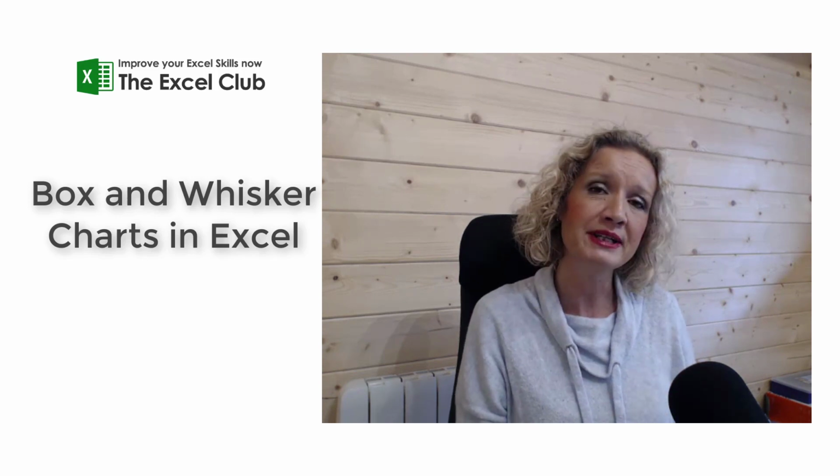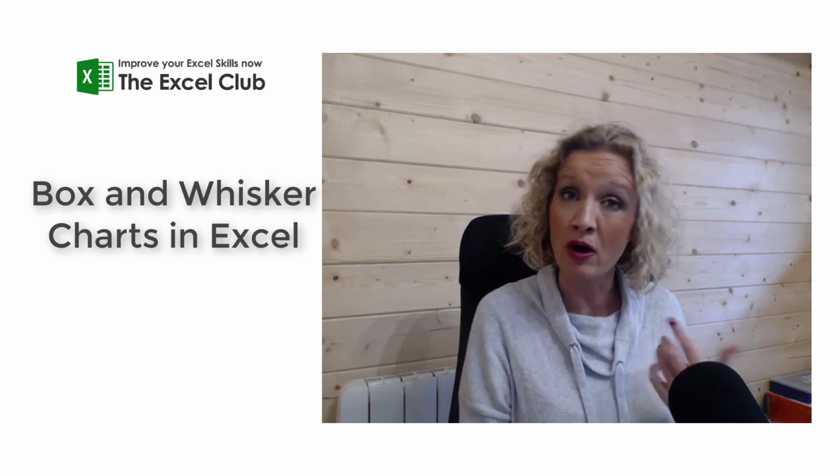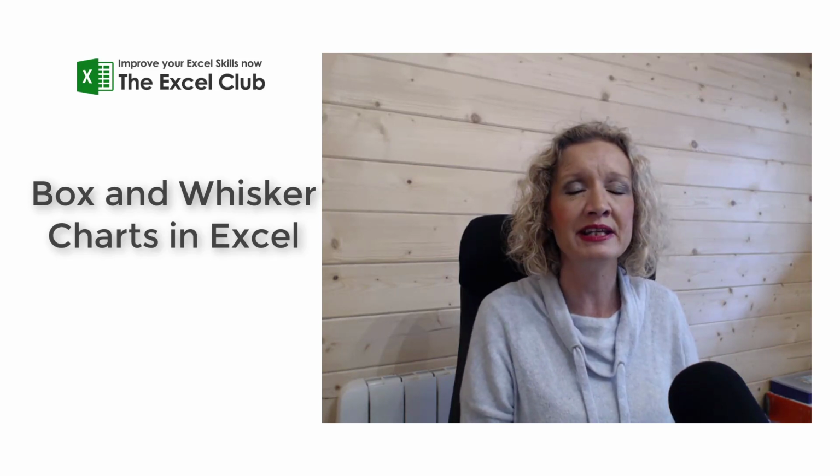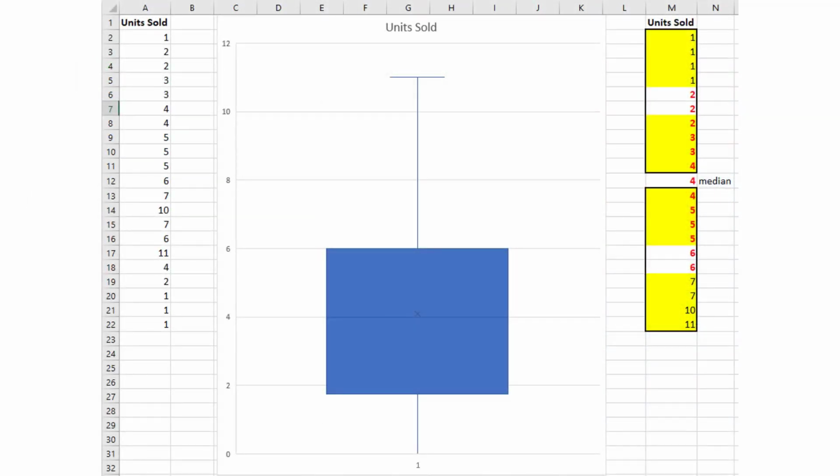So let's jump into Excel now and learn about a box and whisker plot chart and how you can insert one of these in Excel. A box plot is a standardized way of displaying the distribution of data based on the 5-number summary: minimum, first quartile, median, third quartile and maximum. It allows you to quickly see the range and median for a set of data and any skewness.